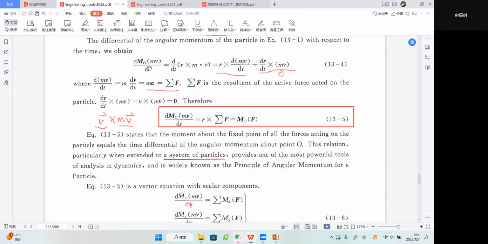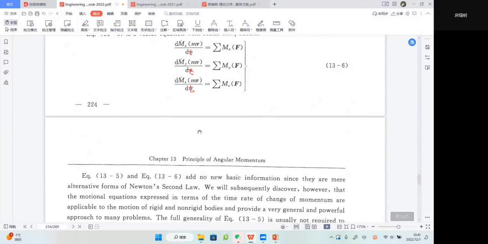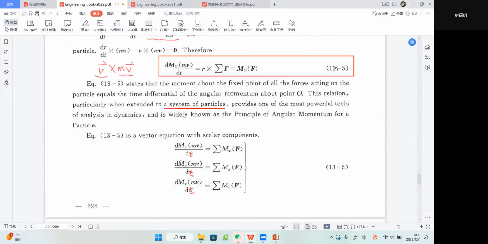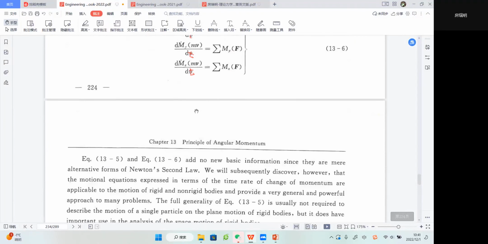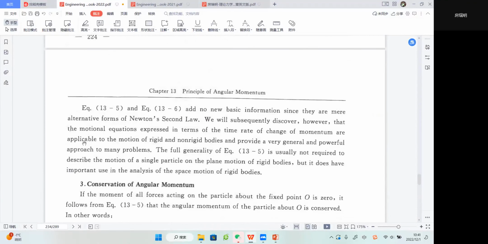Actually, we just do a time differential calculation, and we also use this second law of Newton's, and then we have a very useful conclusion, right? So we have equation 13-5 and equation 13-6. There is no new basic information since they are mere alternative forms of Newton's second law. I just call it second law of Newton's.